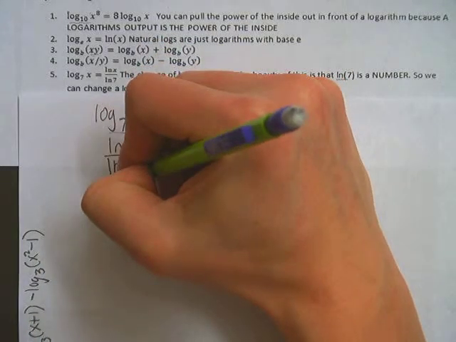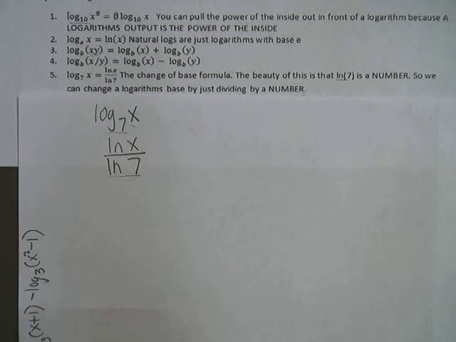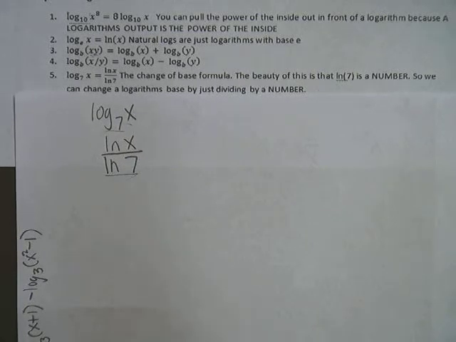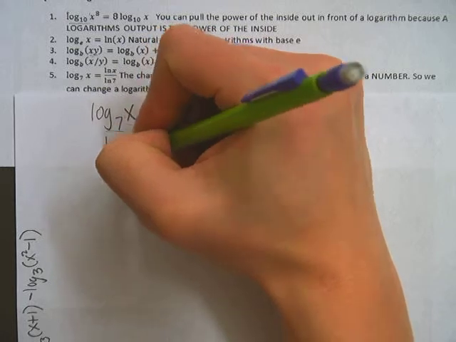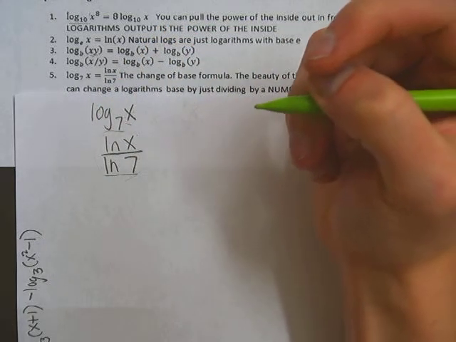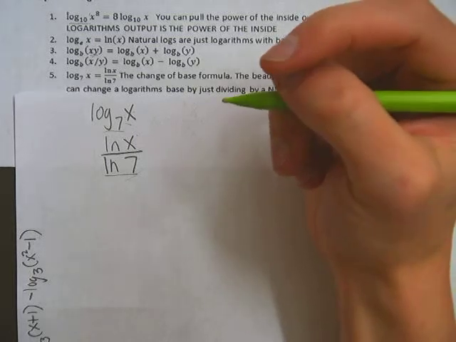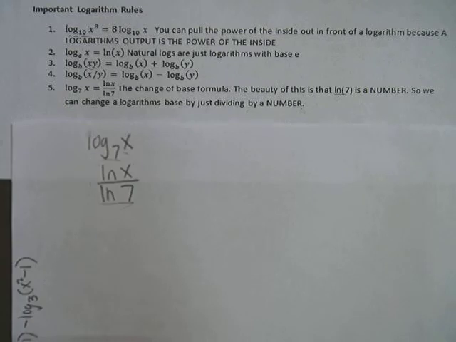This is just a number. It's actually really close to 2-ish, because 2.71828 squared is really close to this. So really all you're doing to convert from this base to this base is just dividing by that factor. And that's it. Okay. That's logarithm rules.